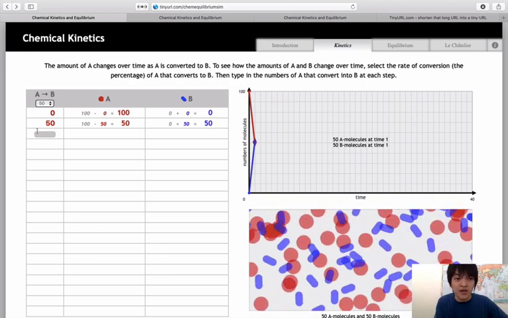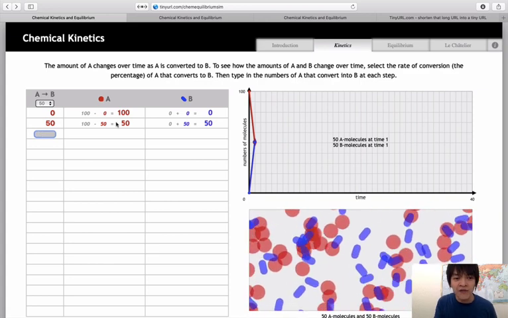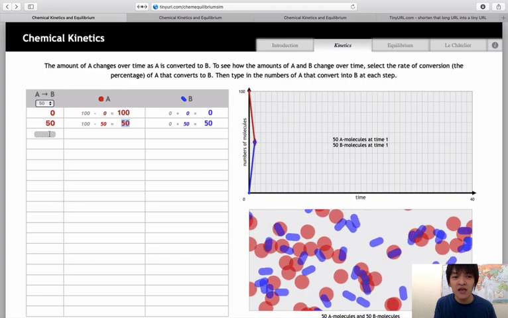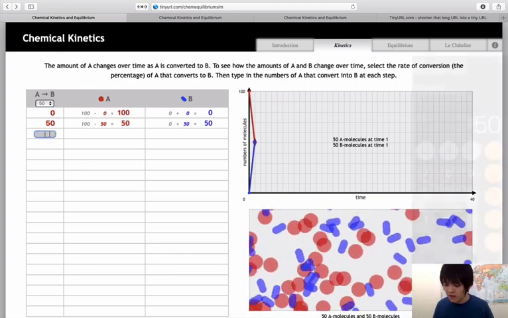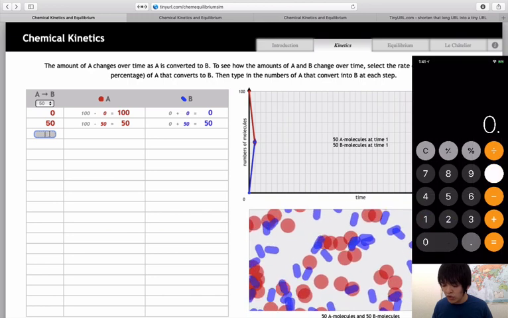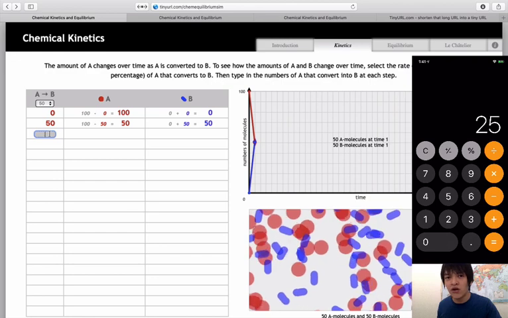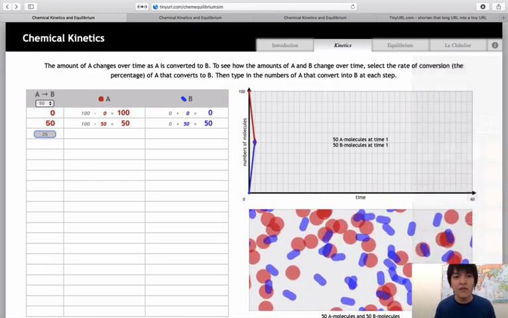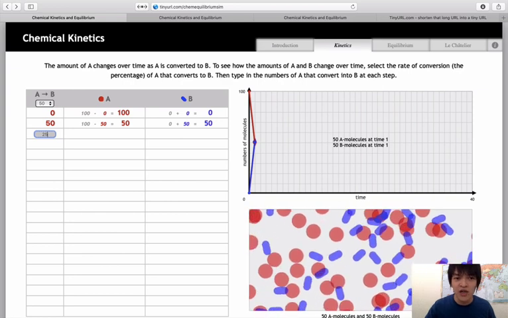So step 2, I'm going to do step 2, and then I'm going to stop. So step 2, now I have 50 molecules of A. 50% of that amount is, let's see, 50 times 0.5 is 25. So you probably would have already known that. Half of 50 is 25. So 25 molecules now convert to product.